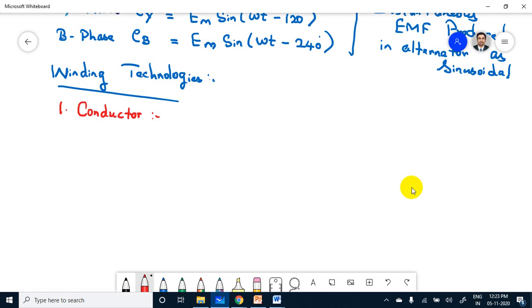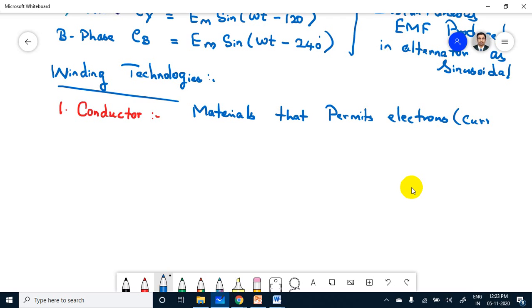Okay. So a conductor is a material that permits electrons to move. The electron flow is nothing but current. It permits the current to move freely.